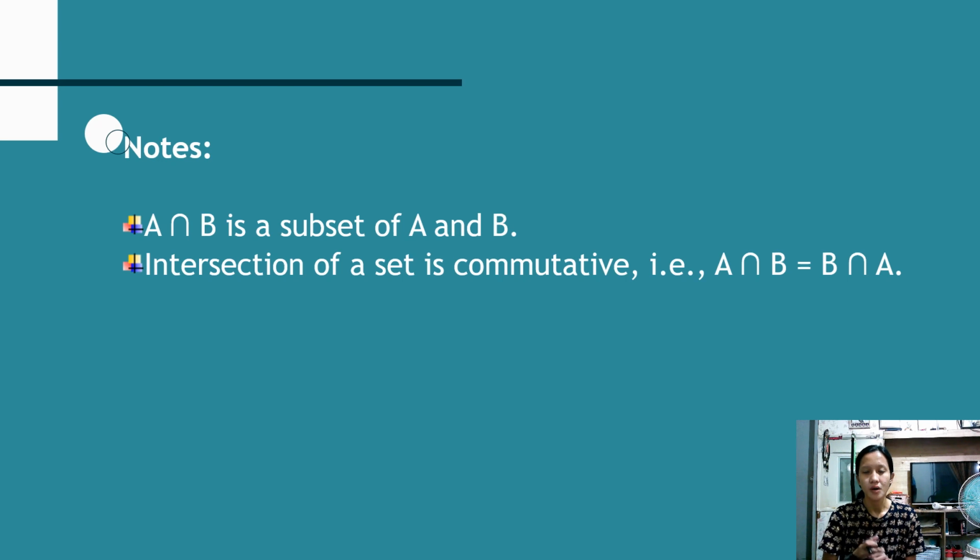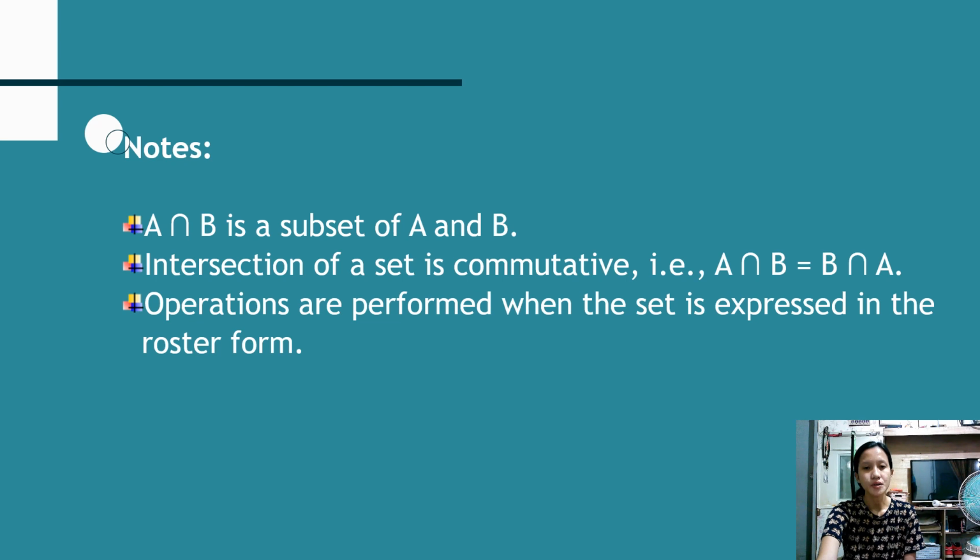So there's no limitation when it comes to the order of the sets. So you can have A and B, or B and A. That's commutative. The third one is operations are performed when the set is expressed in roster form. Just like the union of sets, we need to write a set in roster form or listing method to perform the operations in our set.